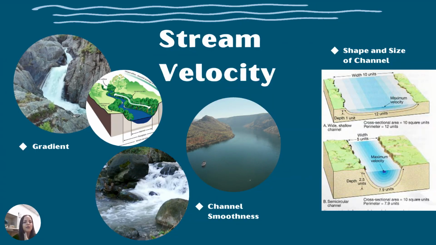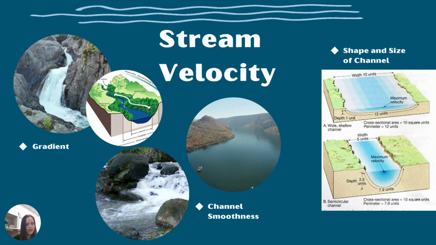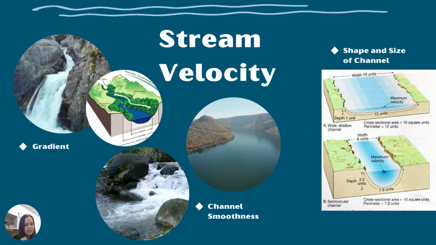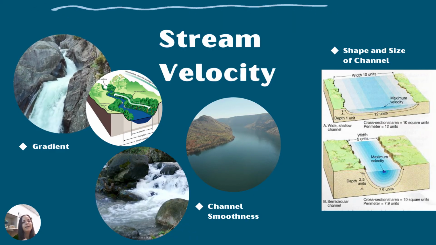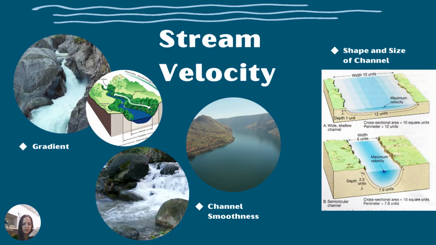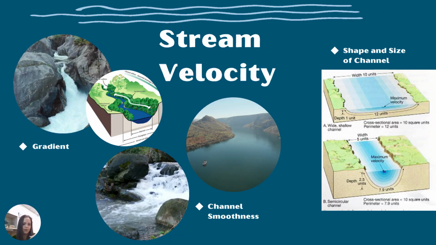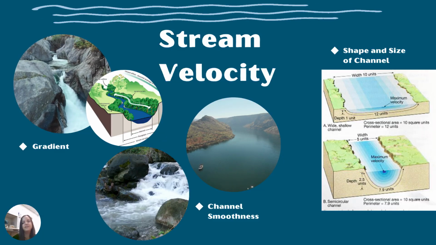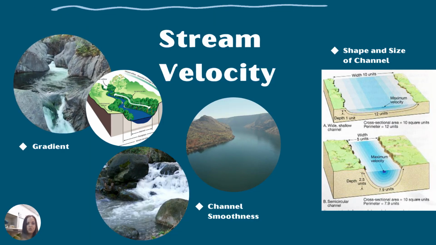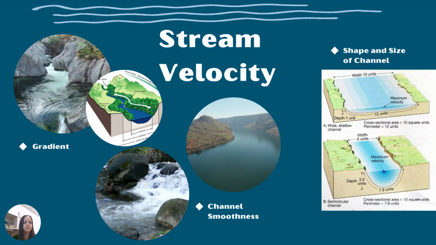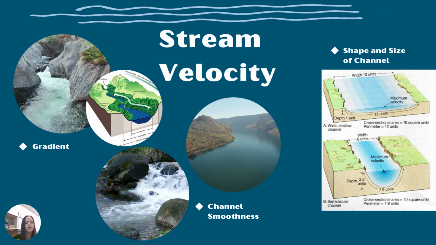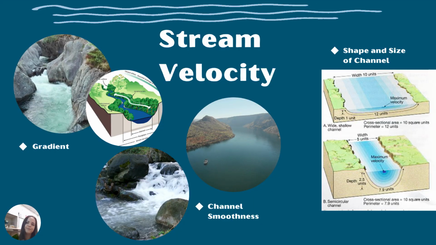As streams move down in elevation, we can look at their stream velocity. This is highly dependent on gradient, channel smoothness, and the shape and size of the channel. Gradient is one of the biggest factors because the steeper the hill, the faster the water is going to move. If there are a lot of things in the way, if the channel is not smooth and it's rocky, it's harder for the water to move. If it's nice and smooth, it'll move quickly, which is why we build our canals out of concrete, because the water can move really easily and fast over that surface.